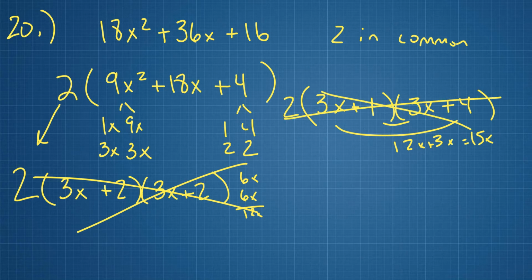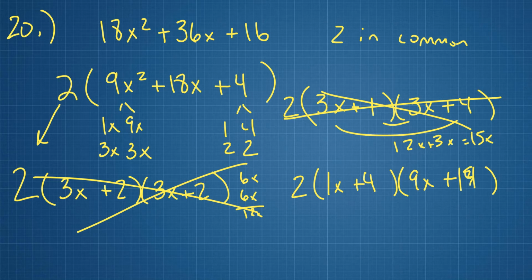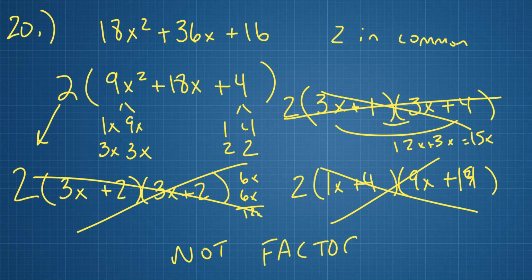So now I got to go back to 1x and 9x. So I do 2 and then I do 1x and 9x. I'm going to do plus 1 plus 4. That doesn't work because I get 4x and 9x to give me 13x. So I switch the 4 and the 1 to give me 36x and 1x to get 37x. So that doesn't work. I've tried it all, so I'm going to say not factorable. That's it for 20.